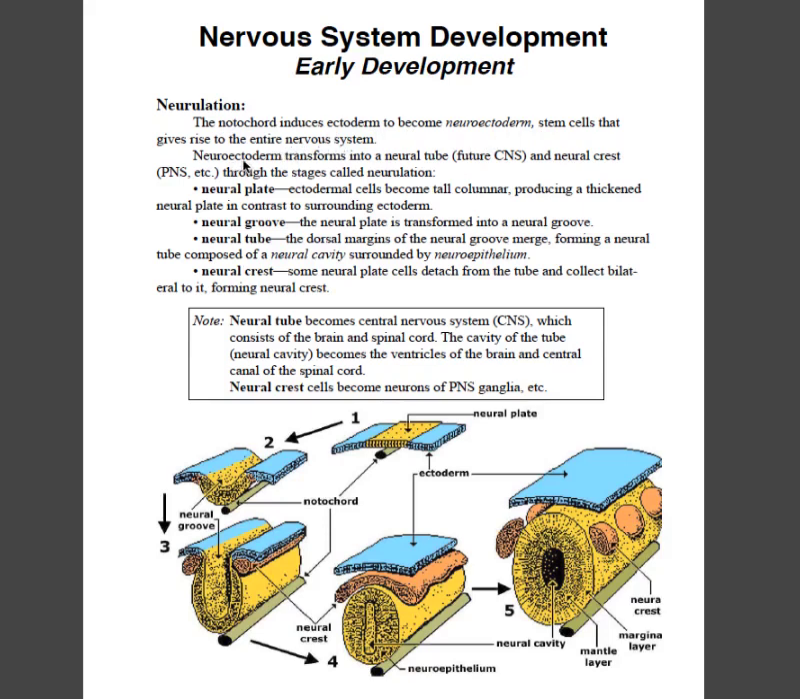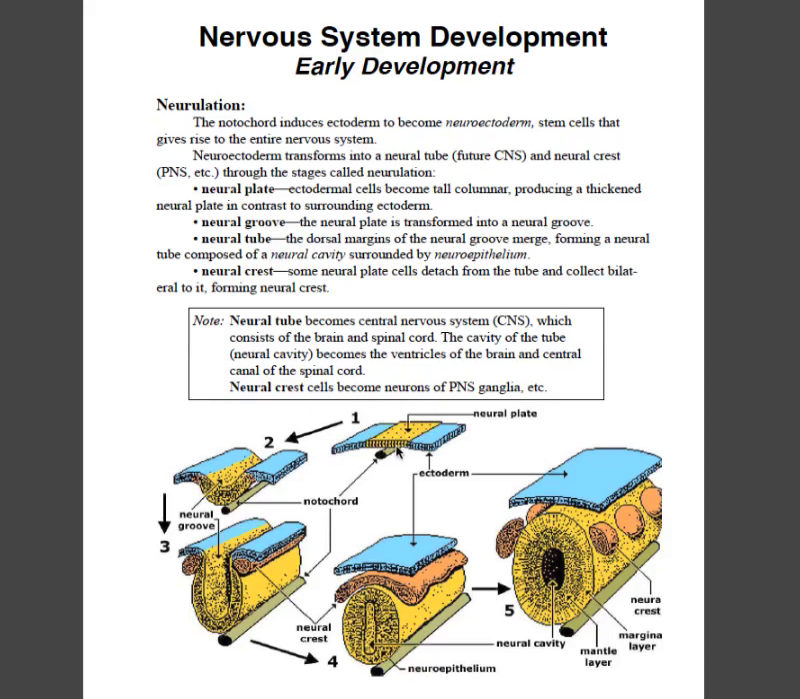The neuroectoderm will transform into central nervous system and the peripheral nervous system. And the process by which it does that is called neurulation. Neurulation involves various processes. Here we see that the notochord has induced ectoderm to form columnar cells, which are the neuroectoderm, and that creates a neural plate.